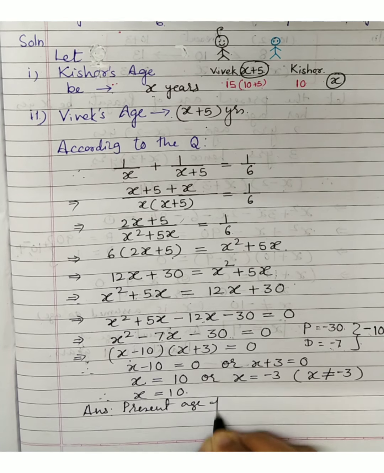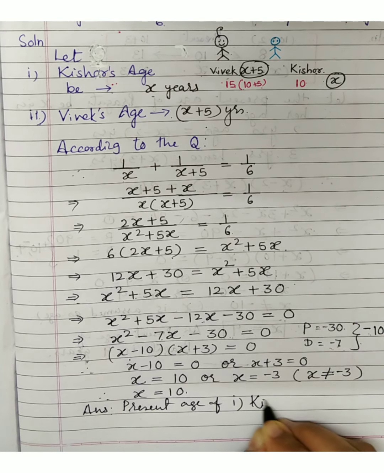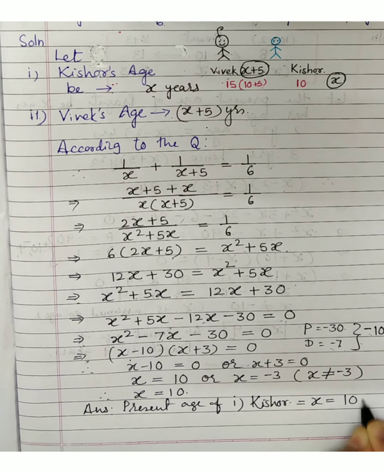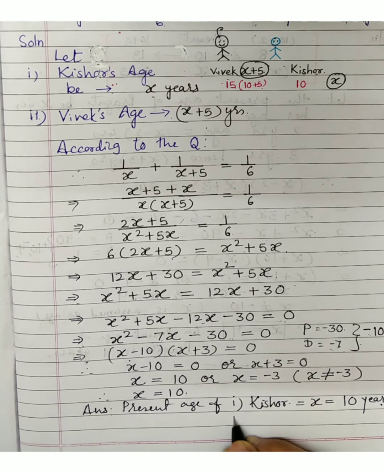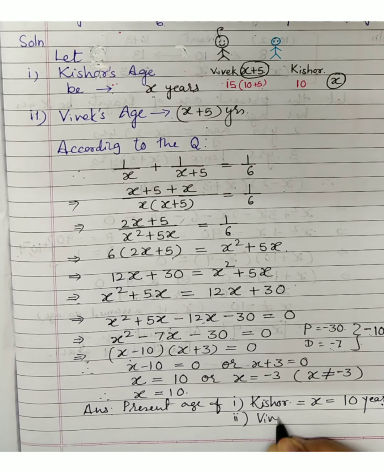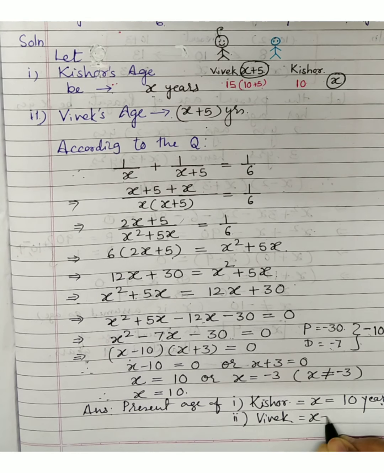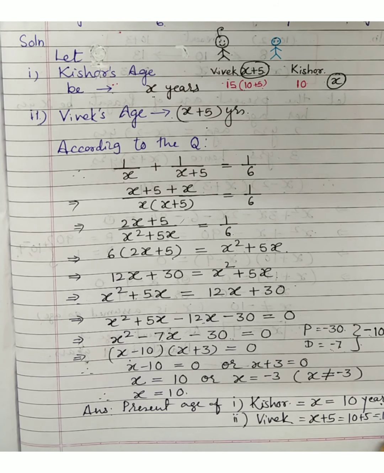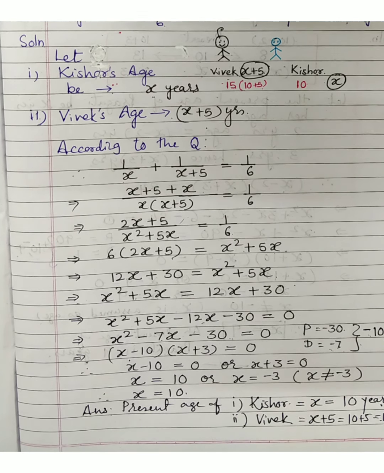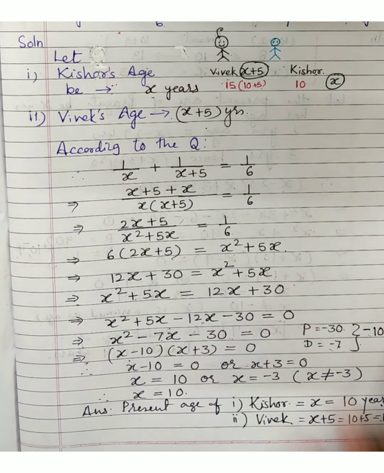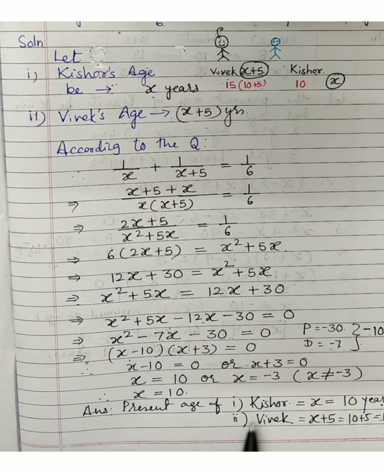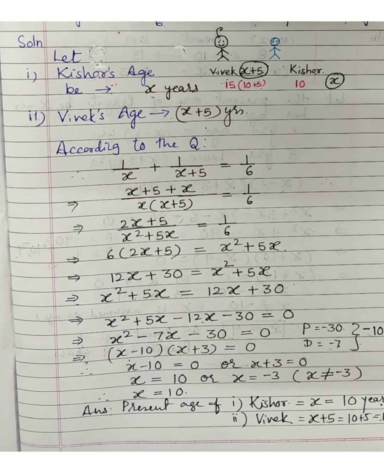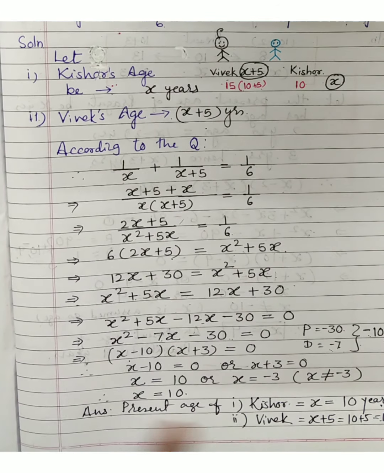Present age of first person Kishore. What was his age assumed as? x. That is 10 years. Other person Vivek. Vivek's age has come x plus 5, that is 10 plus 5, that is 15 years. Coincidentally, what numbers we have assumed, those only are our answers. So Kishore is 10 years old, Vivek is 15 years old, and I hope that these age problems you will find very easy if you could imagine and work out very carefully.